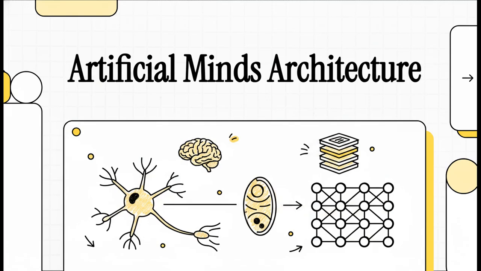Today, we are diving straight into something absolutely fascinating, the architecture of artificial minds. We're going to trace the evolution of neural networks, starting from the biological blueprints literally sitting inside our own heads, right up to the massive deep learning structures powering today's AI.